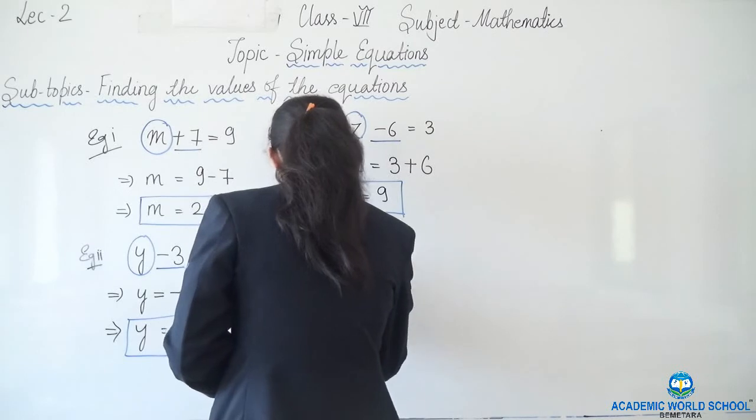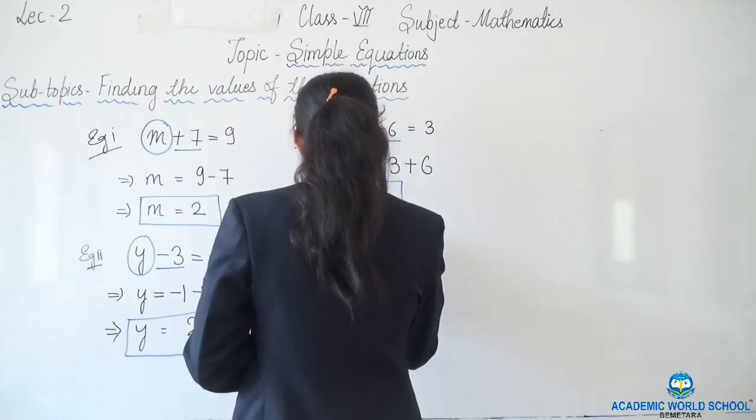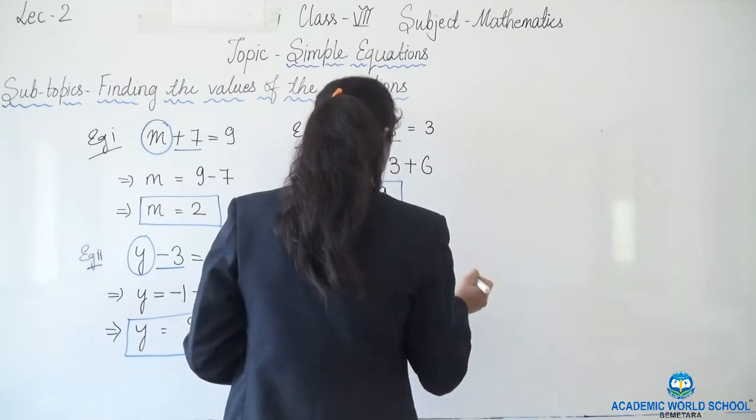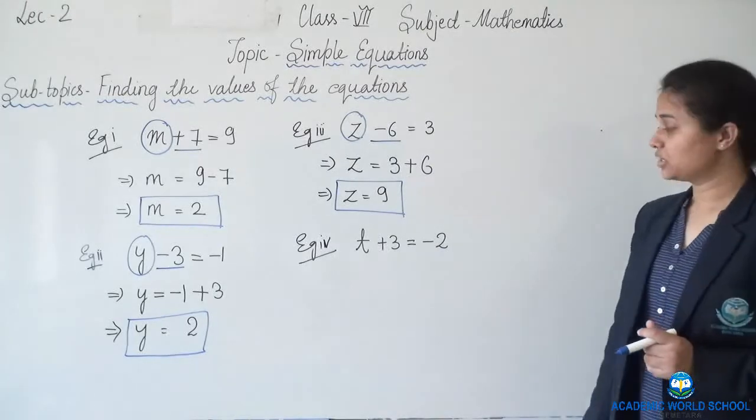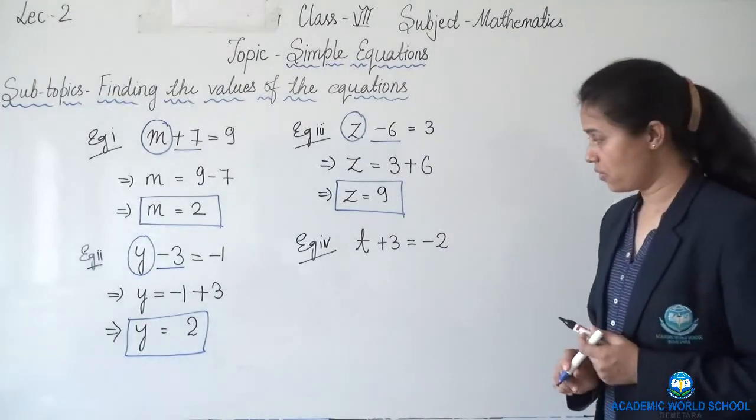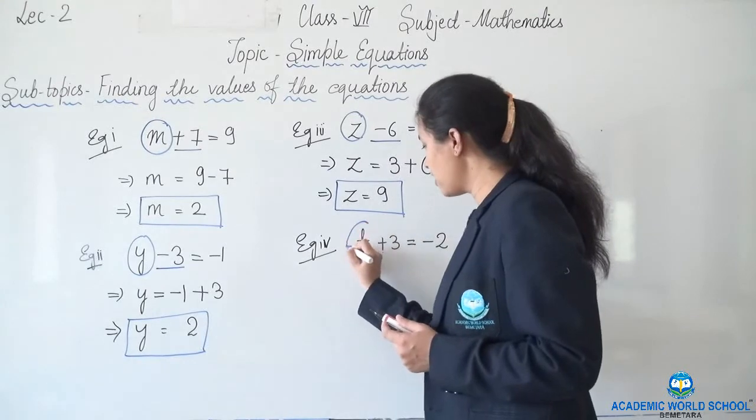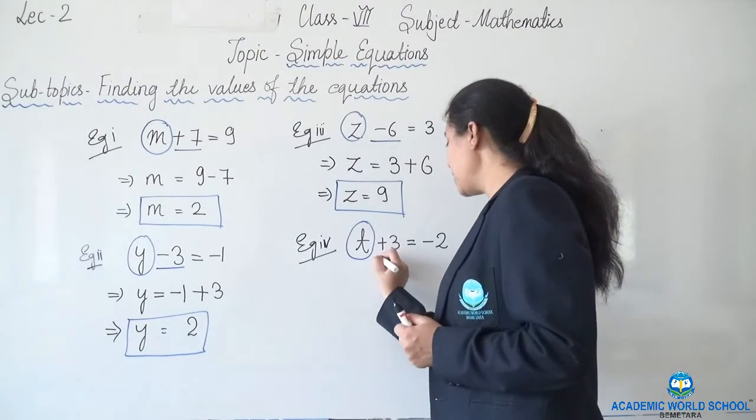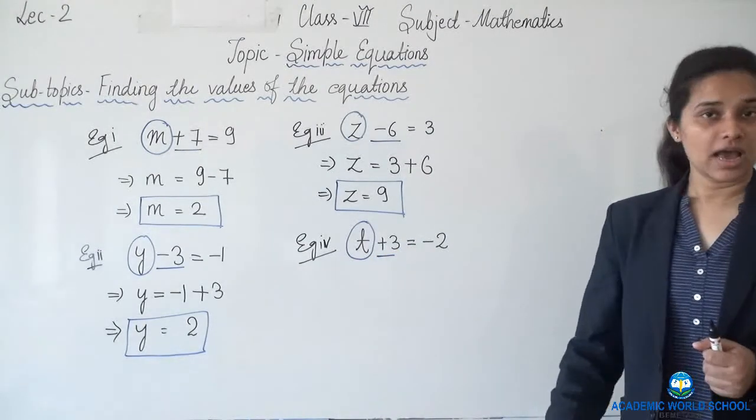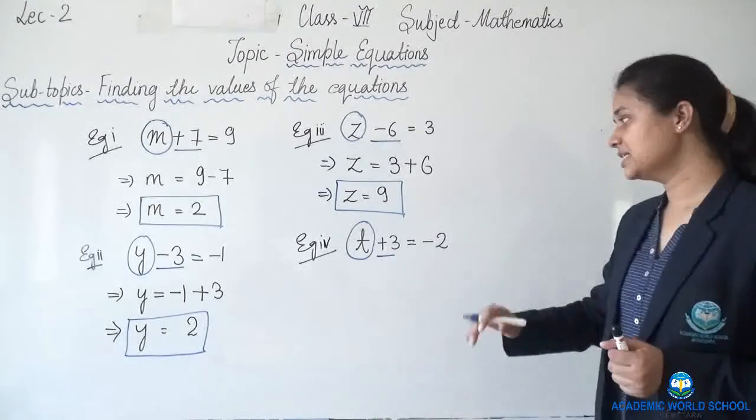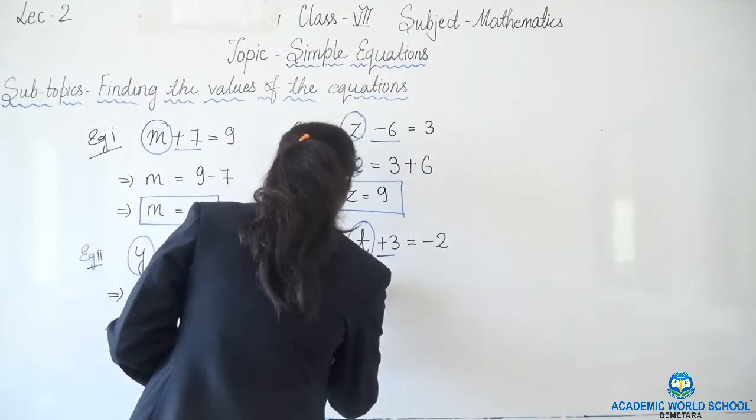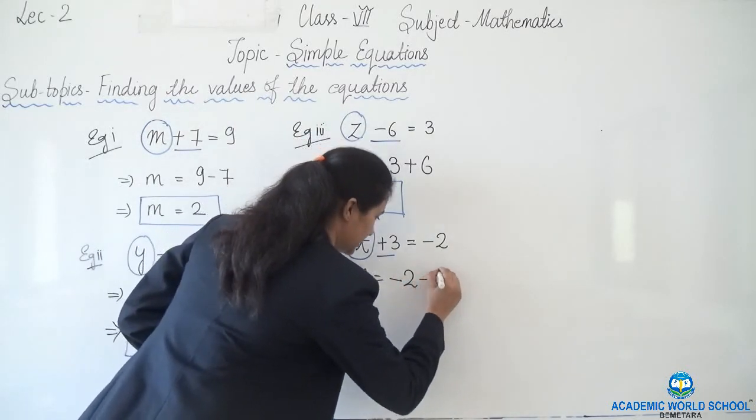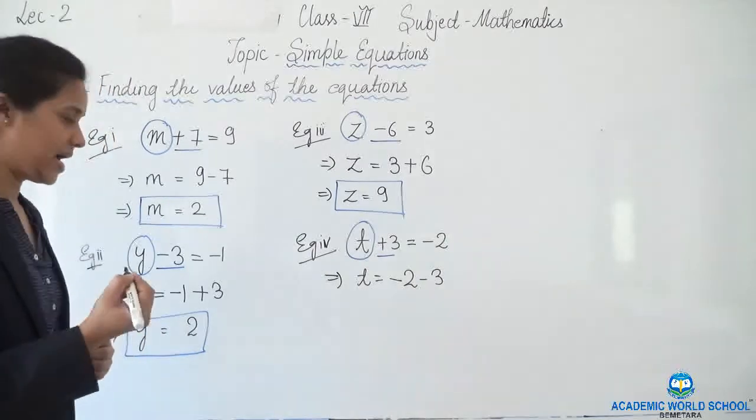Example 4. t plus 3 equals minus 2. Now, if you observe, the variable over here is t. With t we have plus 3. Now plus 3, as we know, we have to move it to the other side. So plus 3 will become minus 3. Minus 2 minus 3.